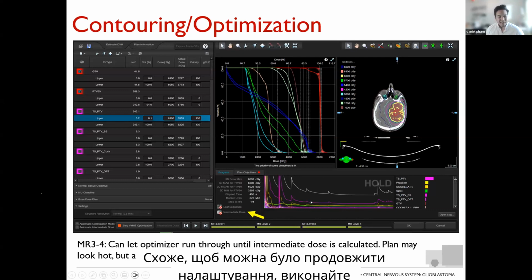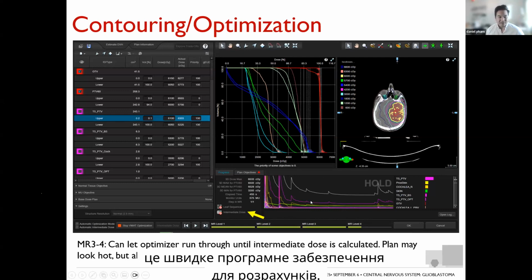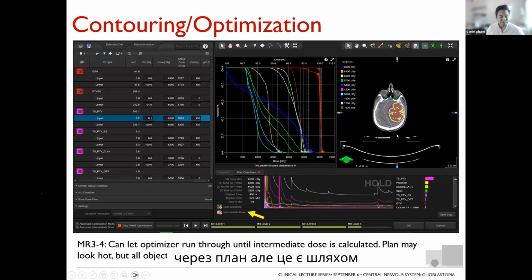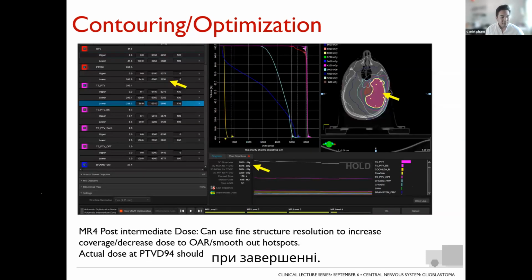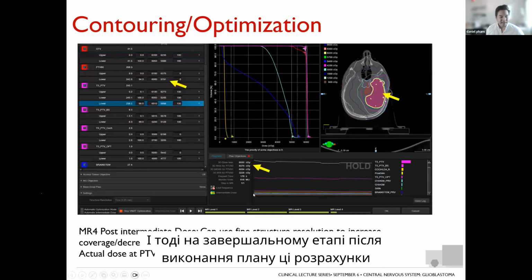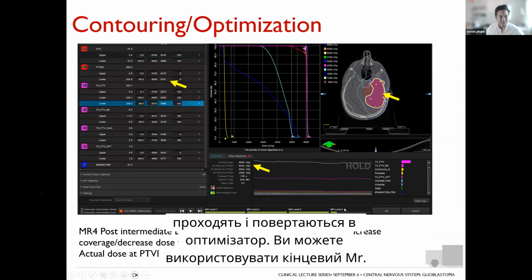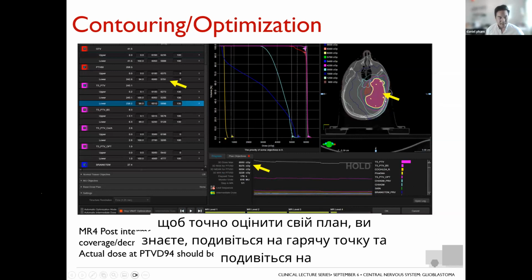I mean, the optimizer is a fast kind of dose calculation software. It doesn't accurately model the total dose that's running through the plan, but by inputting the intermediate dose into the optimizer, this should give you a better picture of how your plan is going to turn out. And then in the final stage, once the plan has done its intermediate dose calculation and it's fed back into the optimizer, you can use the final MR level to fine tune your plan.